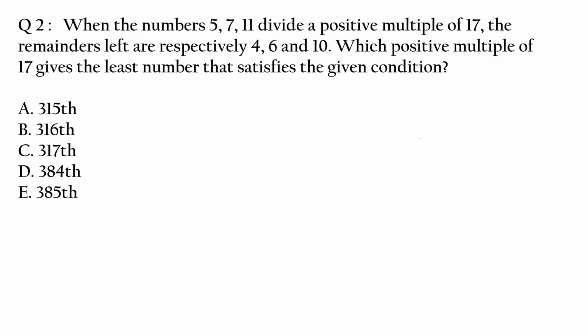Moving ahead to the next question. When the numbers 5, 7, 11 divide a positive multiple of 17, the remainders left are 4, 6 and 10. Which positive multiple of 17 gives the least number that satisfies the given condition? This question is a bit tough, but you have to notice that when 5 divides a positive multiple of 17, the remainder left is 4. So essentially 5 minus 4, 7 minus 6, and 11 minus 10.